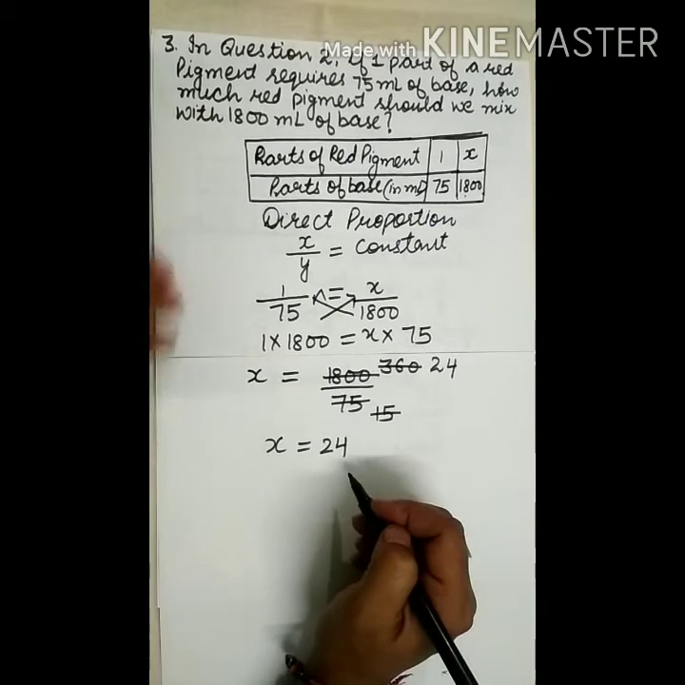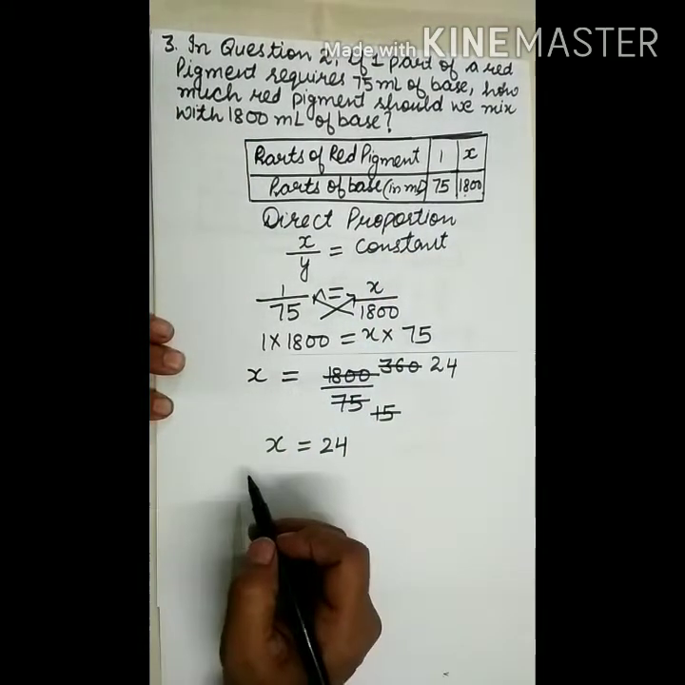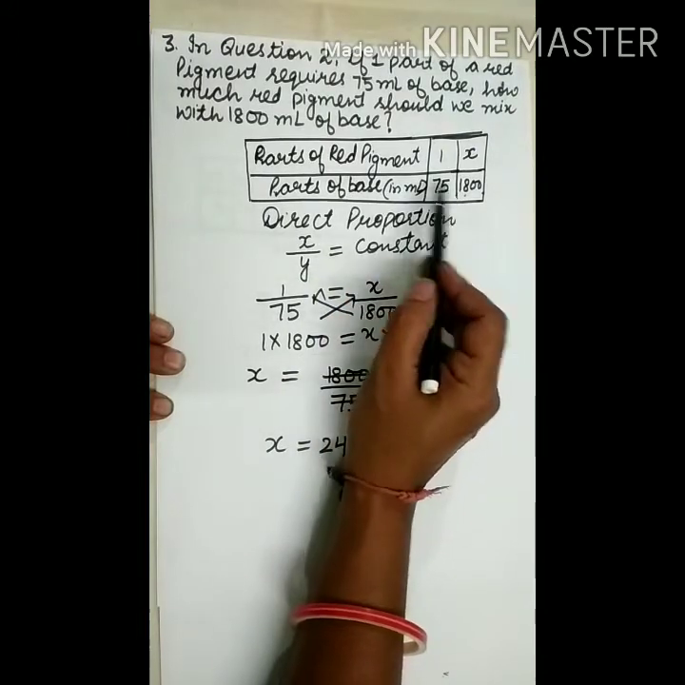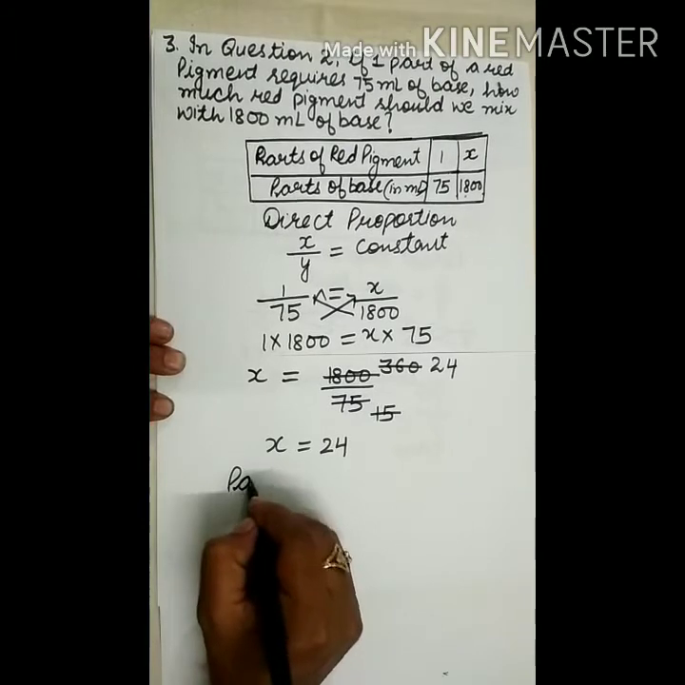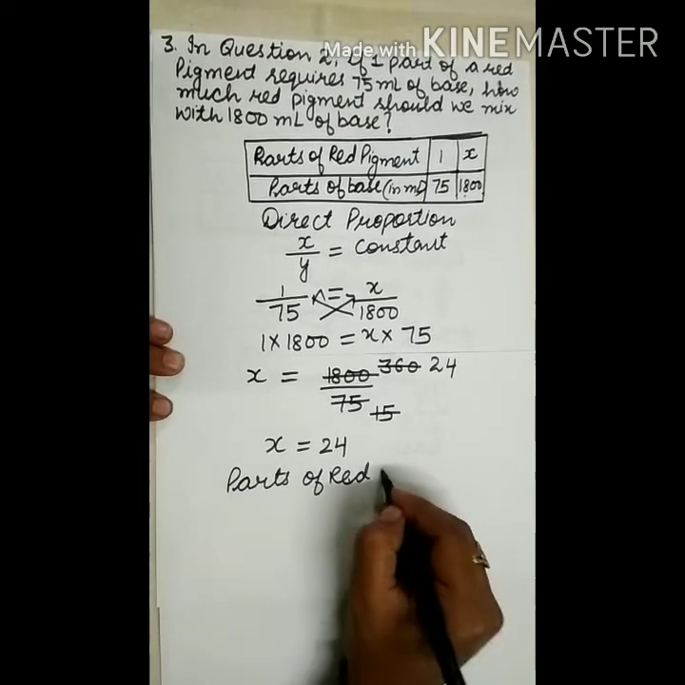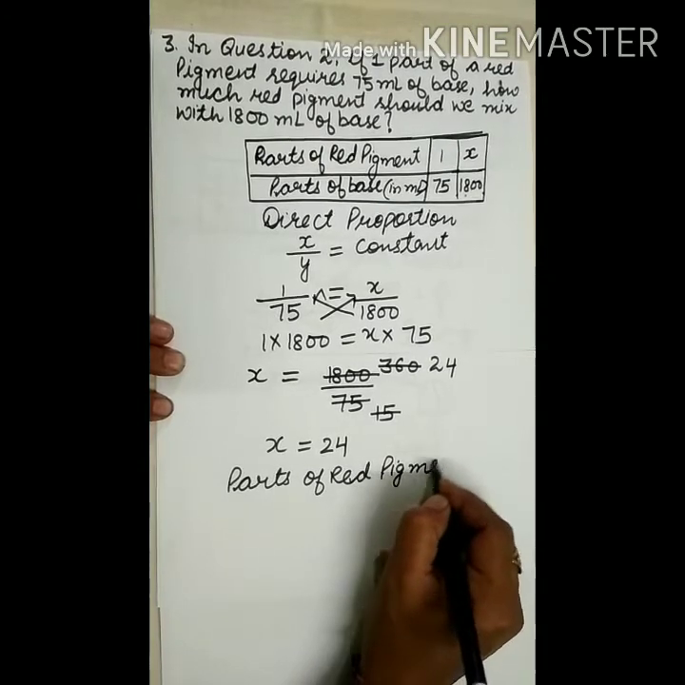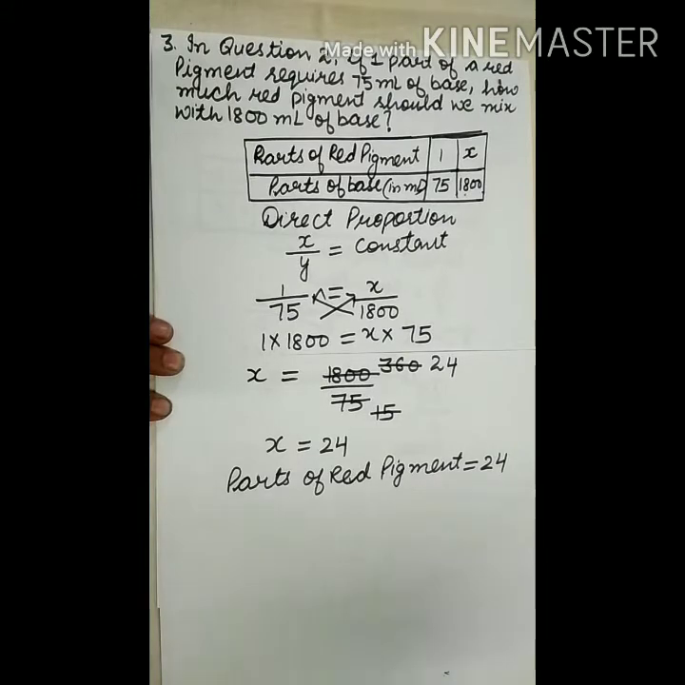It means 24 parts of red pigment are required for 1800 ml of base. That is, parts of red pigment is equal to 24 is the required answer.